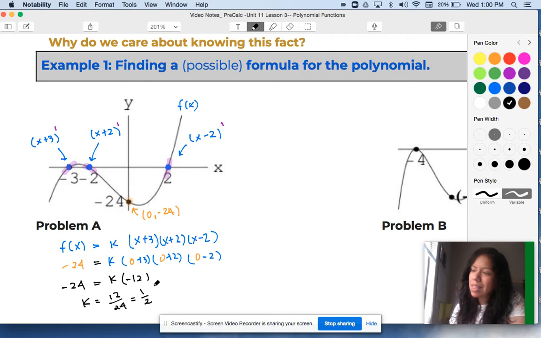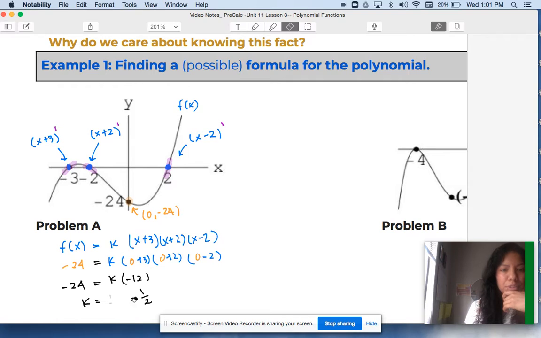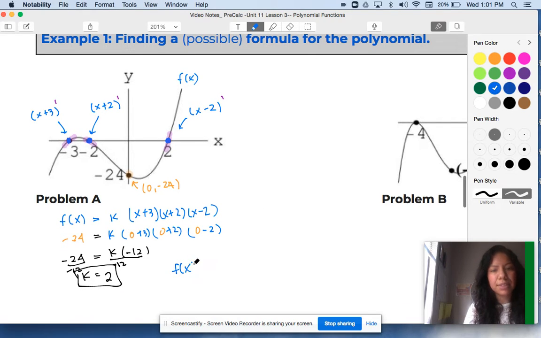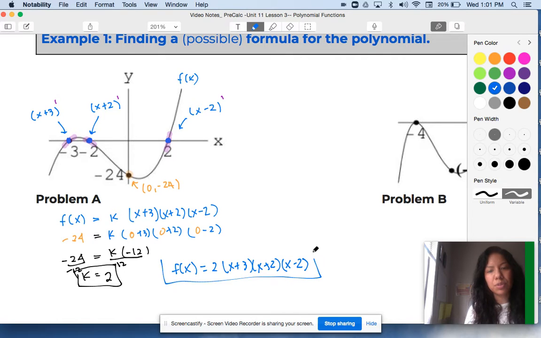Did I do that right? I feel like I did that wrong. Yes, I did do that wrong. My bad. Okay, switch this. It should be divided by negative 12 on both sides. Negative 24 divided by negative 12 is 2. And so we found our constant k value, so our final answer is going to look like f of x equals 2 times x plus 3, x plus 2, times x minus 2. Look at that. Beautiful polynomial.